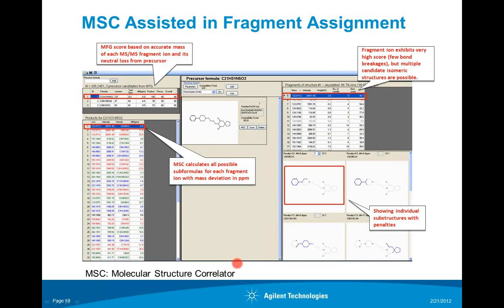Another important software tool I would like to briefly discuss here is the molecular structure correlator, in short MSC. This is a very useful tool to facilitate the structure assignment for the fragment ions. The unique part of this software tool is it predicts the structure based on the experimental MS data.